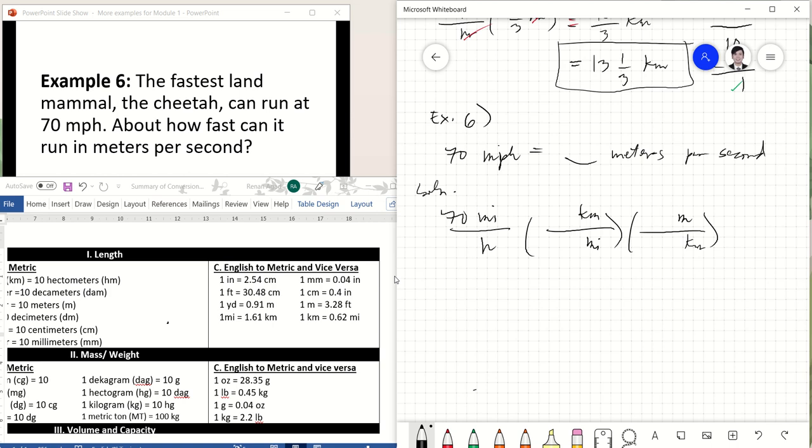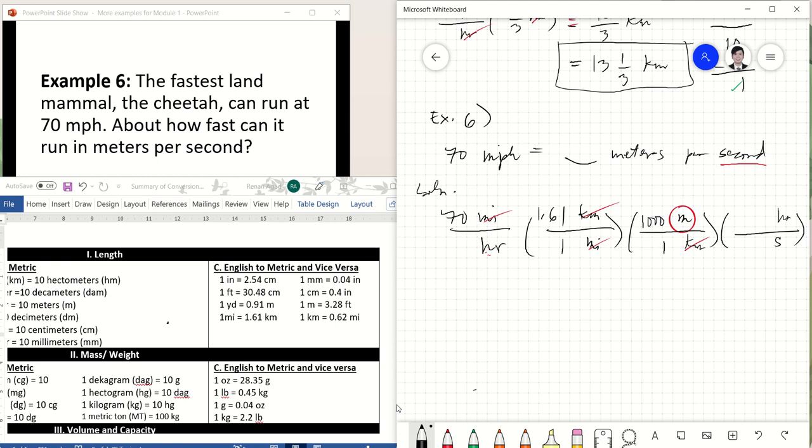So according to the situation here, 1 mile is 1.61 kilometers. But you can also consider 1 kilometer is equal to 0.62 miles. You will get the same answer, so no worries. And 1 kilometer, you have 1,000 meters. So we cancel out the miles, then the kilometers. So what is left is just meters. Our next concern would be the hour, which should be converted into seconds. So in the same process, hour is in the denominator, so we also put hour in the numerator so that it will be cancelled out.